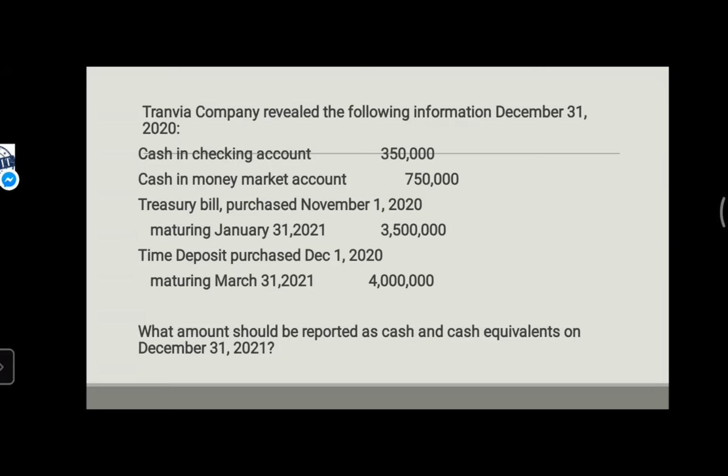Then yung huli is time deposit purchase December 1, 2020 maturing March 31, 2021 is 4 million. So bilangin ulit natin. Simula December, January, February, March. So lumagpas siya dun sa 3 months or less before the maturity date. So etong panghuli is hindi siya dapat kasali.